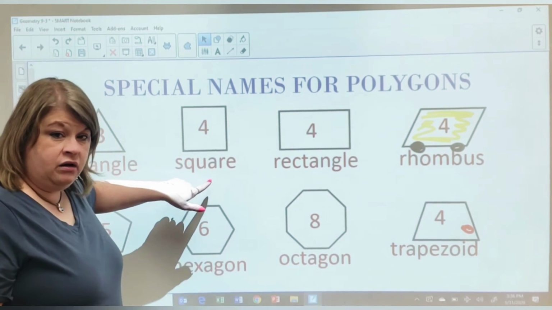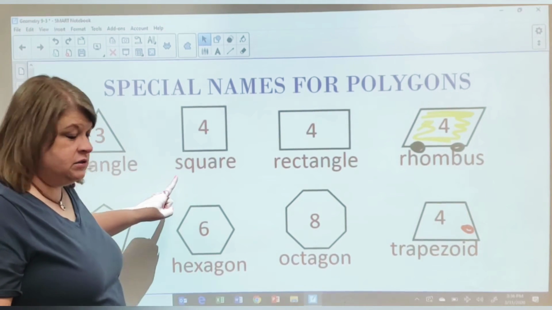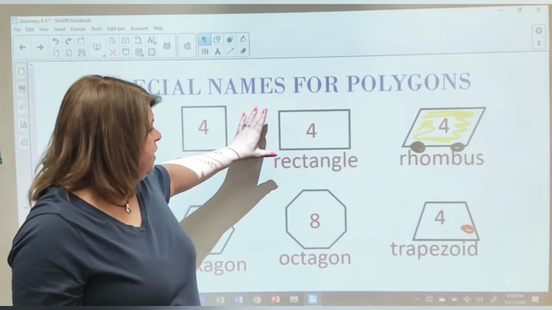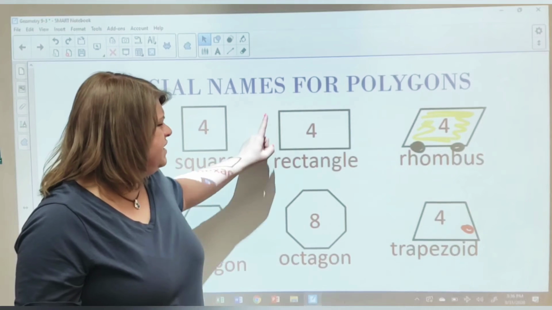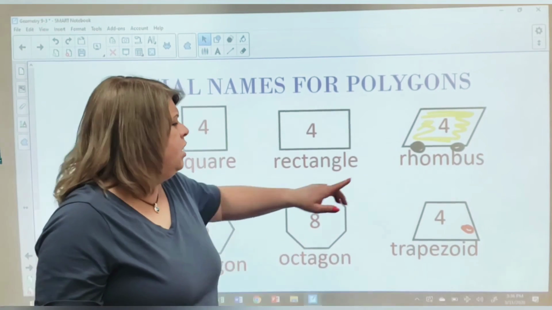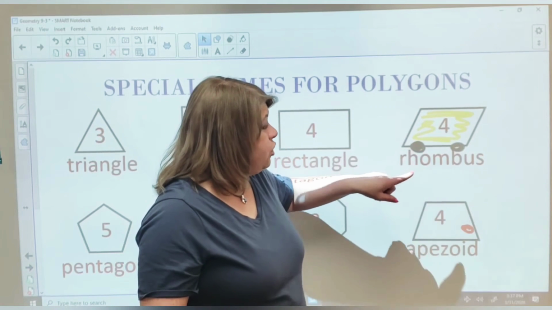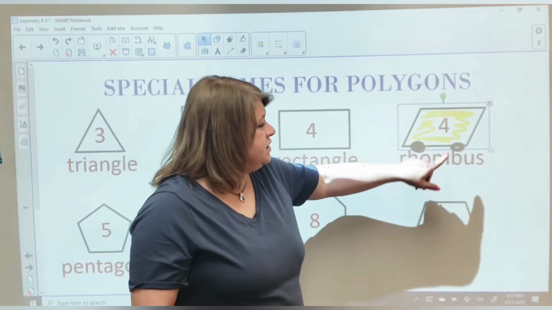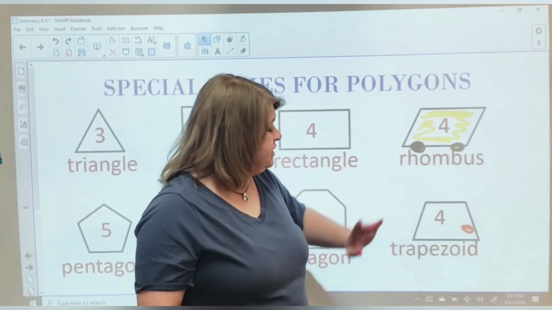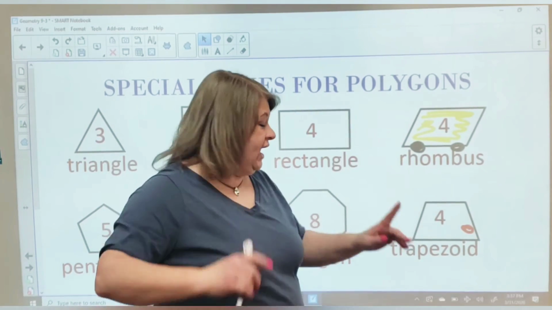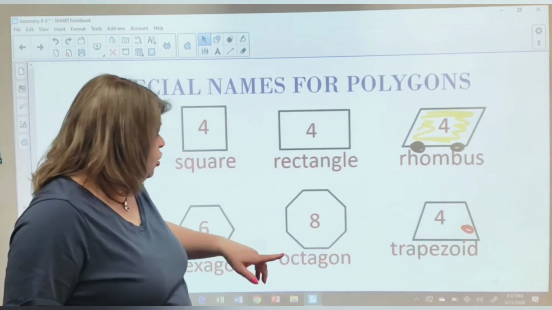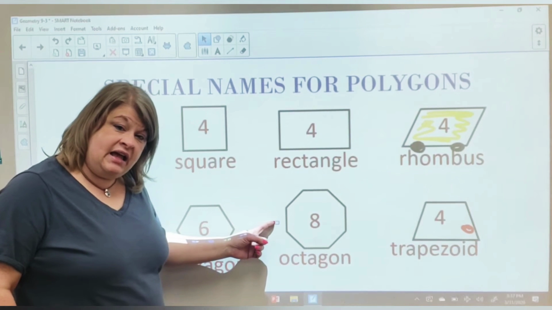A square has equal sides. Rectangles have 4 sides, but the opposite sides are the same. Rhombus, it's like a sideways box. Looks like a bus going forward. Has 4 sides that are slanted. This one, the bottoms are going out. That's called a trapezoid.